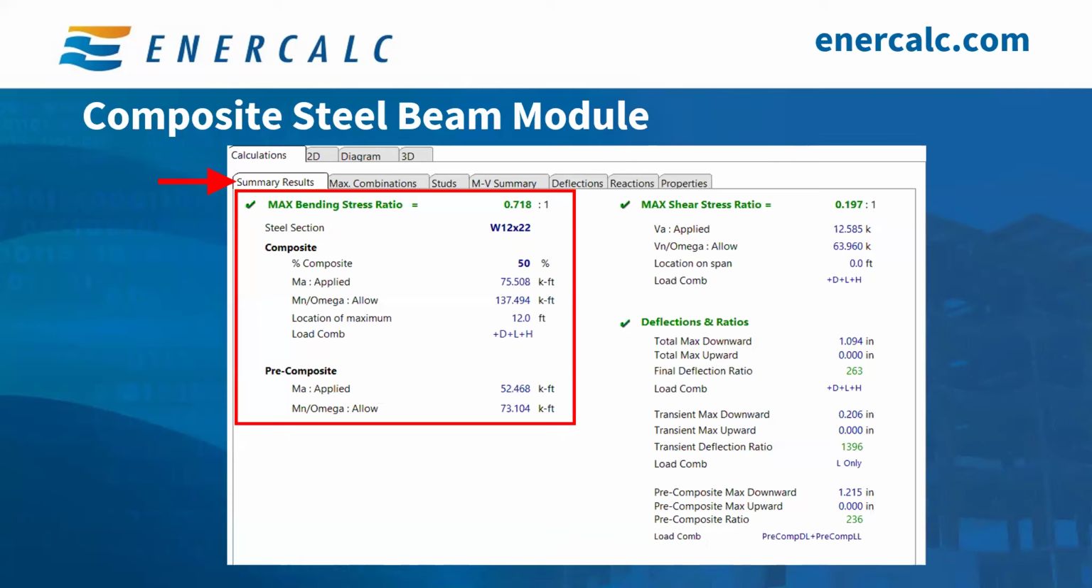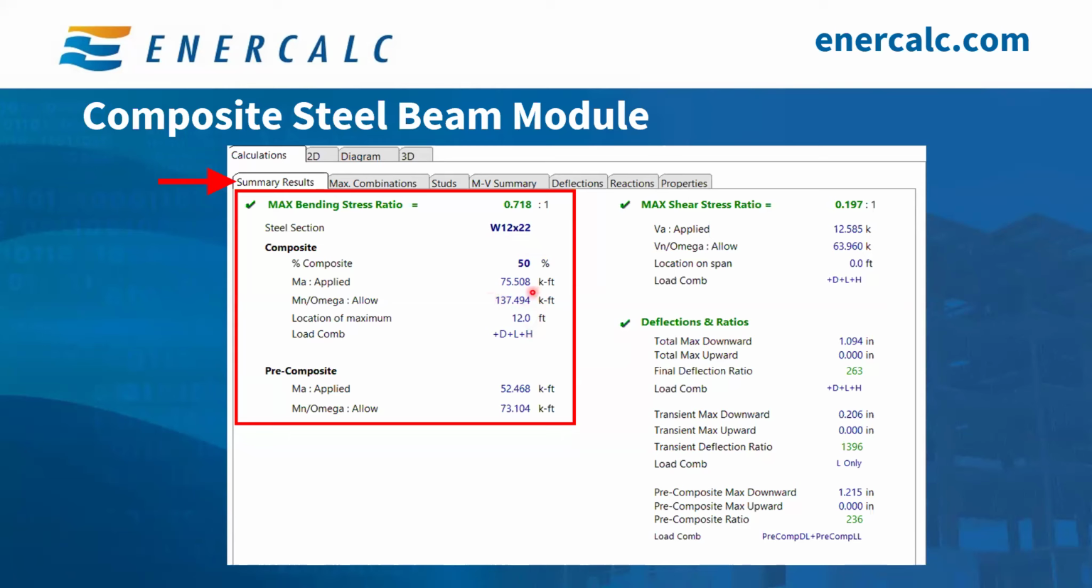So moving on now, we have entered all of the required input data. We can check out the results. Under the summary results tab, you can practically see all of the critical stress ratios. First, of course, you have the maximum bending stress ratio right here of 0.718, and that is of course less than 1, so that's good. You can see the composite percentage that we're achieving, which is 50 in this case. That's what we wanted. And you can see the maximum applied moment, as well as the allowable moment capacity.